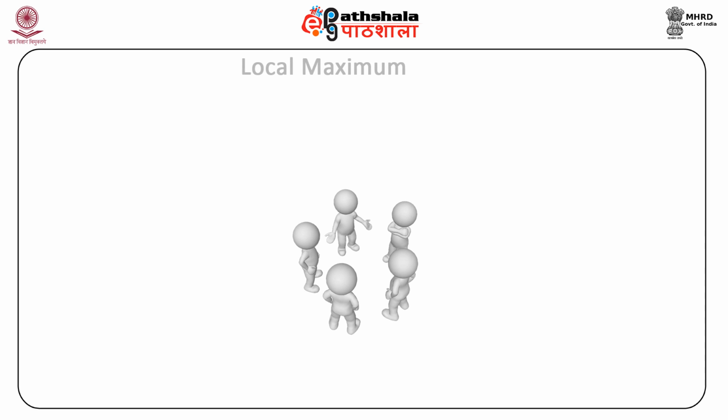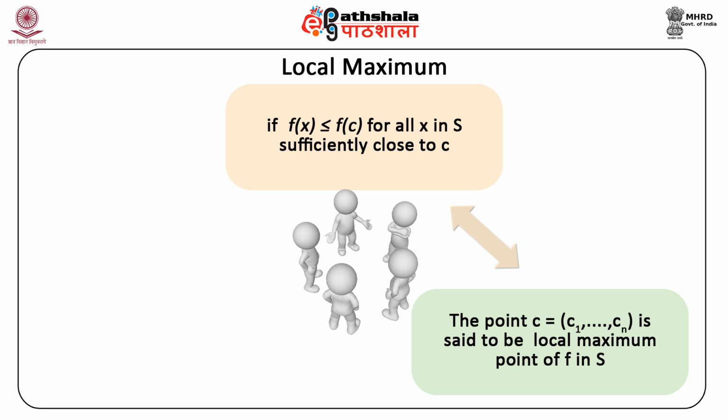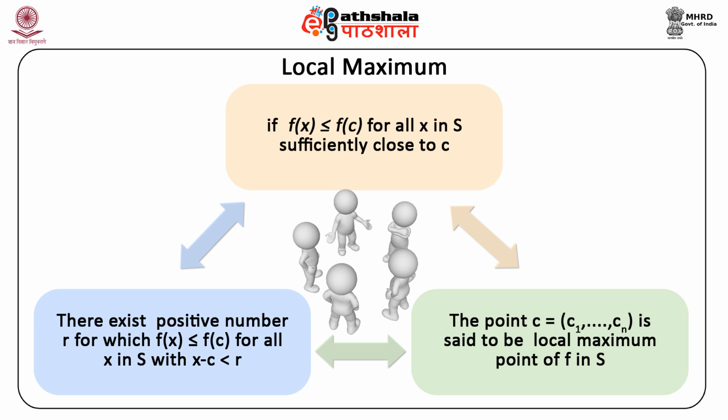Let's find out how to define a local maximum. The point c equal to c1 going till cn is said to be a local maximum point of f in S if f of x is less than or equal to f of c for all x in S sufficiently close to c. More precisely, the requirement is that there exists a positive number r for which f of x is less than or equal to f of c for all x in S with norm of x minus c less than r.